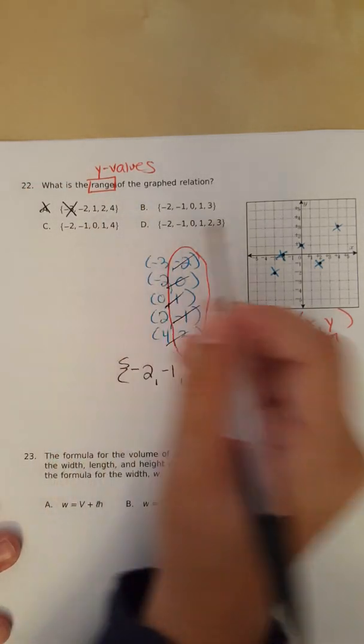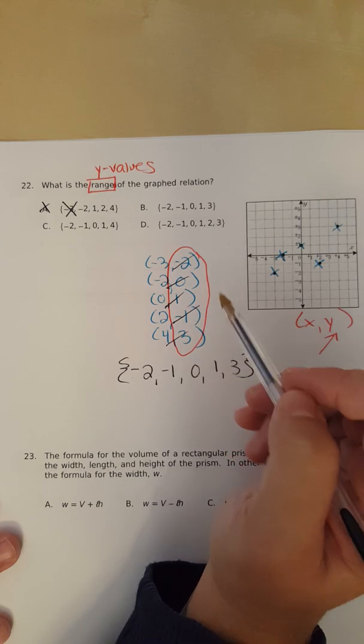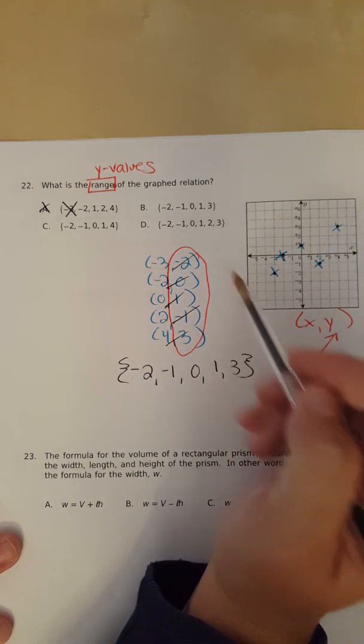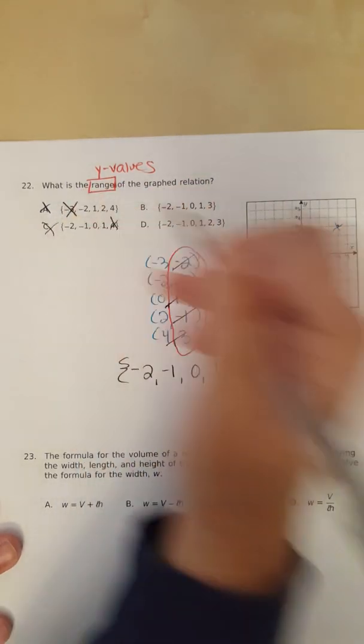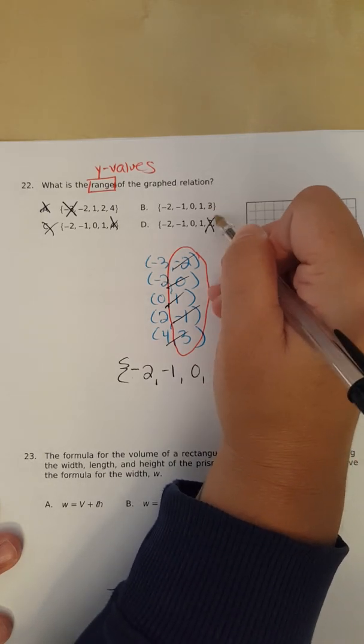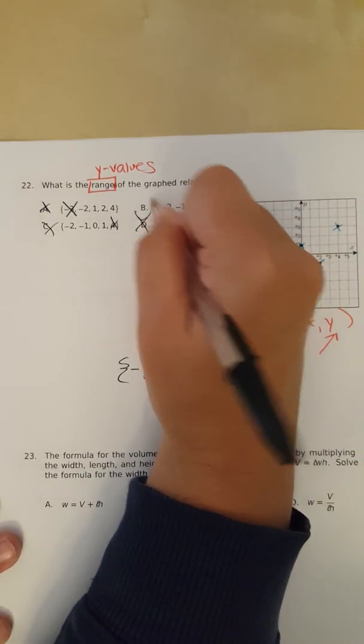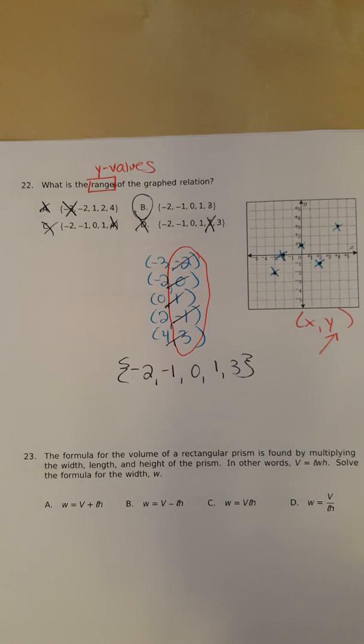They all have negative 2. They all have negative 1. They all have 0. They all have 1. And this one has 4 instead of 3. That has 3, but this one has a 2, which is extra. So by process of elimination, our answer choice is B.